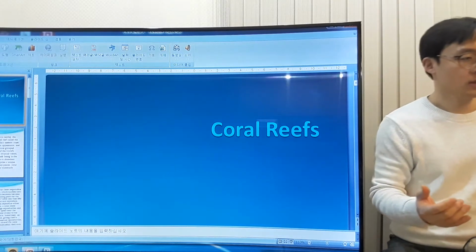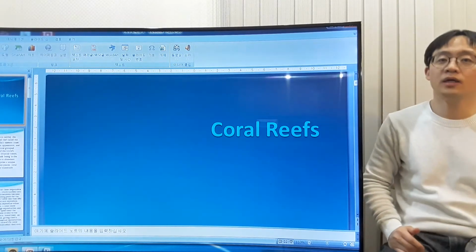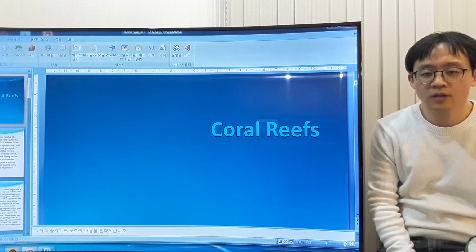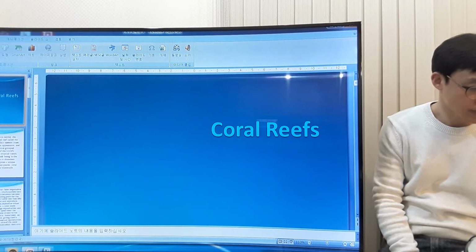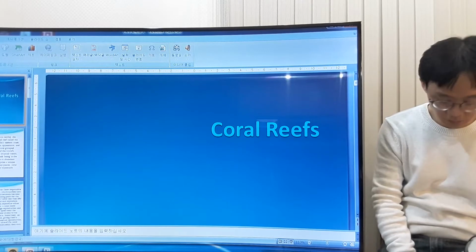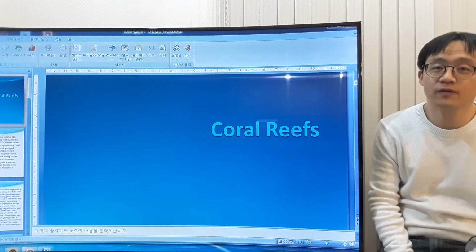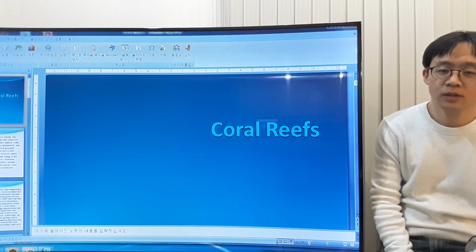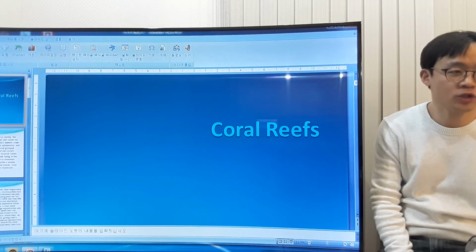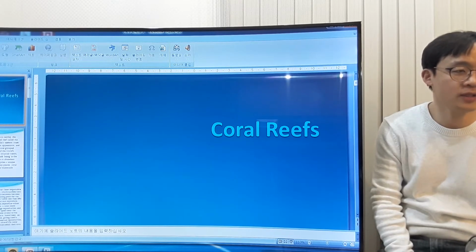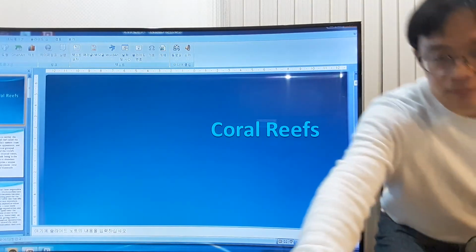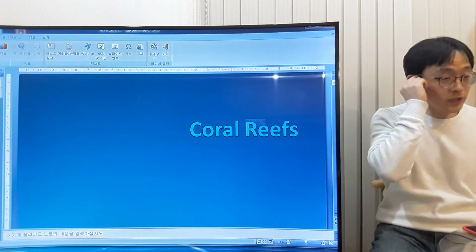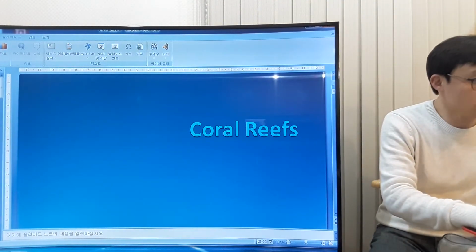Coral reefs? What's a coral? Coral is a hard substance that is made from the bones of very small sea animals, and it's used to make jewelry. What is a reef? A reef is a line of rocks or sand, okay, of which the top is just above or just beneath the surface of the sea, okay? So a coral reef is a reef made of coral.